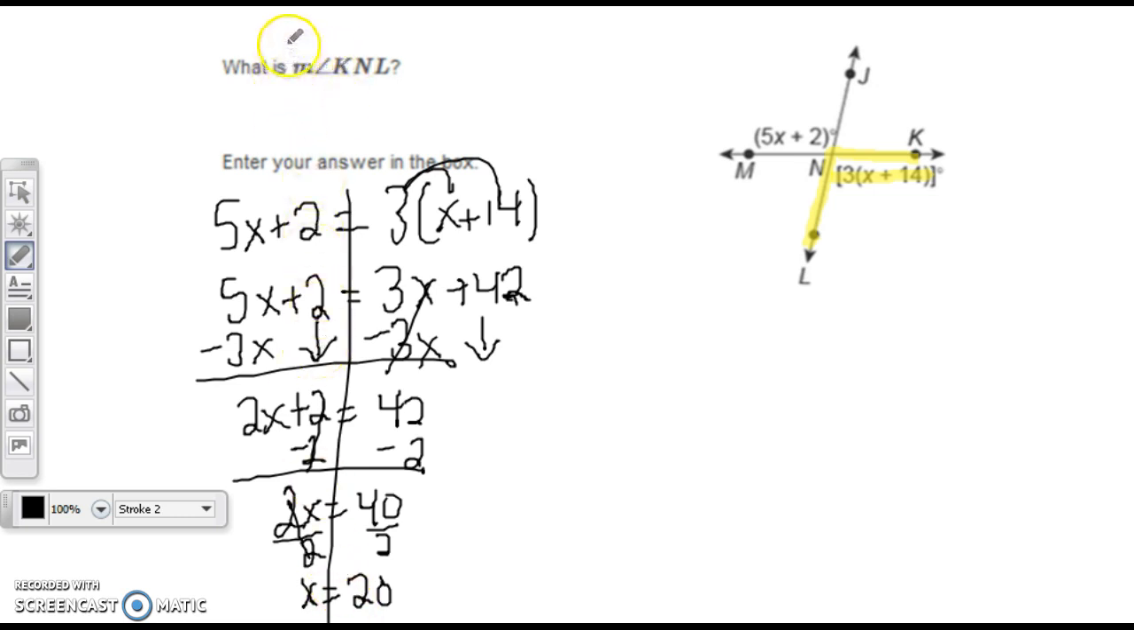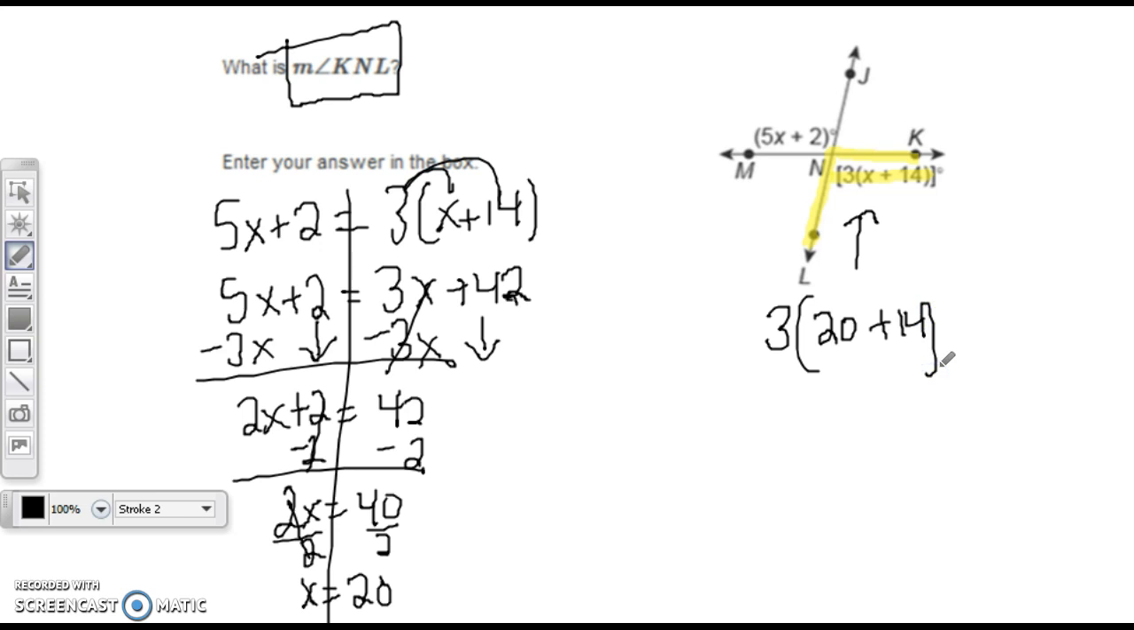Now let's be really careful that we answer the question. It doesn't say what is x, it says what is the measure of angle K in L. So we're going to go over here to this yellow angle and we're going to substitute it in. So instead of writing x, we're going to put 20. We're substituting that 20 in for x. And then we would have 3 times 34, which is 102 degrees.